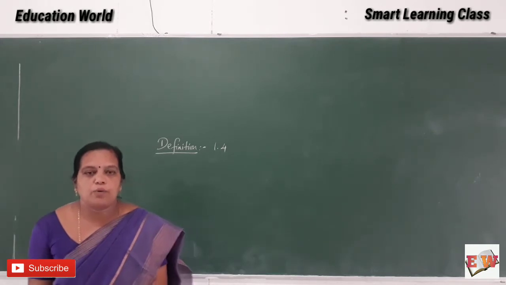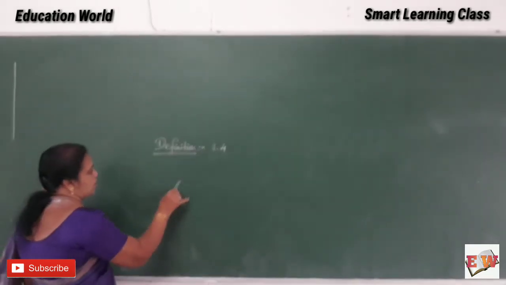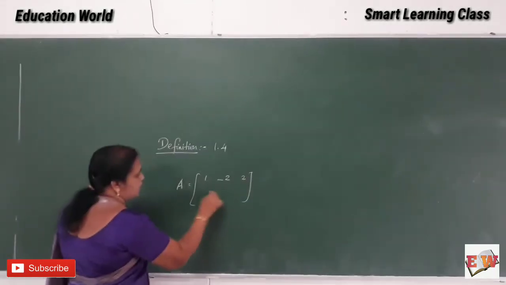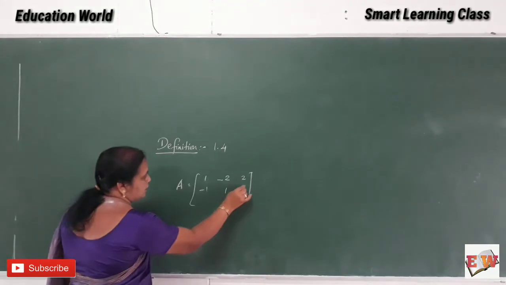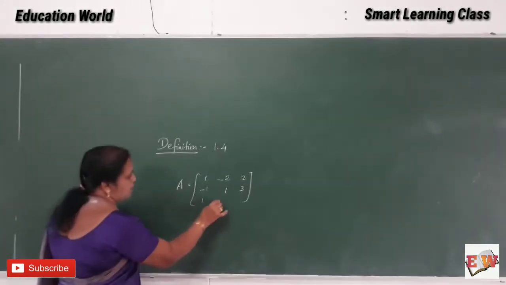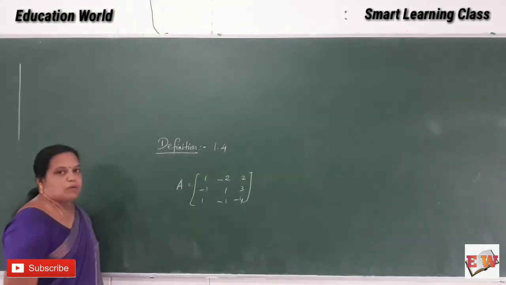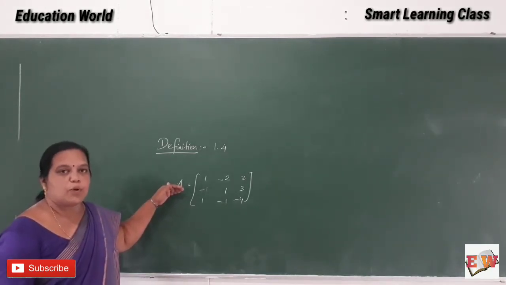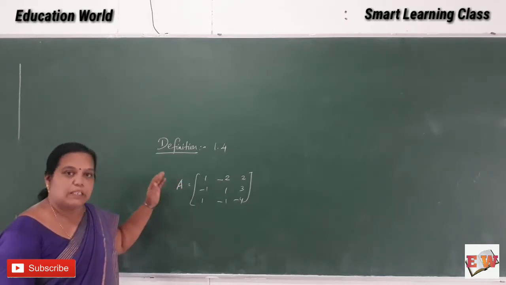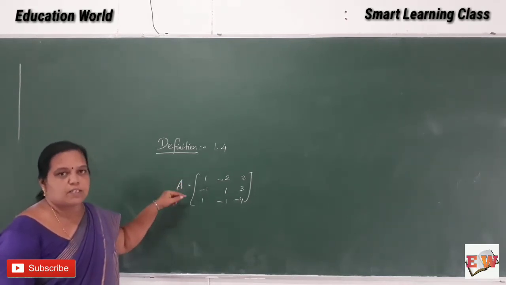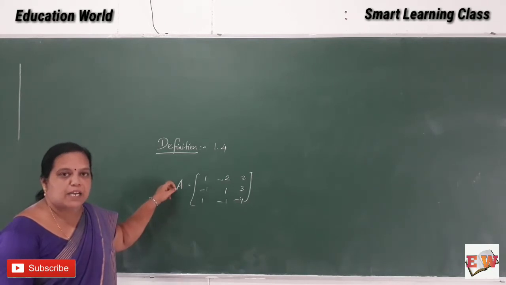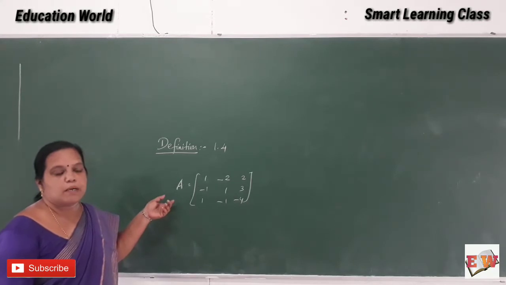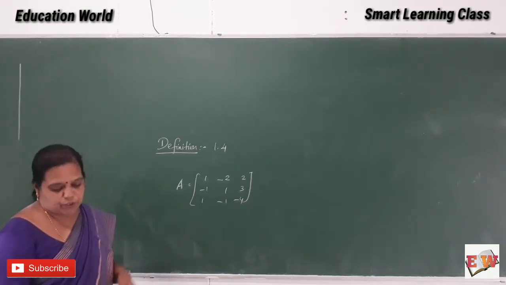Okay, so now we take one matrix. A is equal to 1, minus 2, 2, minus 1, 1, 3, 1, minus 1, minus 4. What do we have in that definition? Two matrices A and B are said to be equivalent, not equal, equivalent to another matrix if one can be obtained from the other matrix by the operation of elementary transformation.